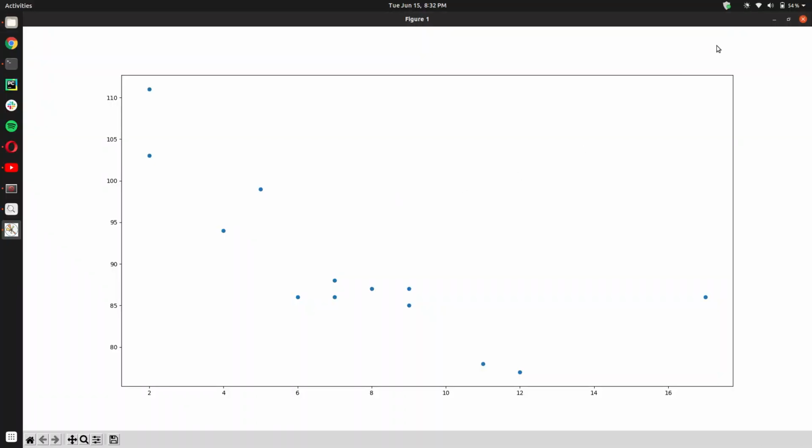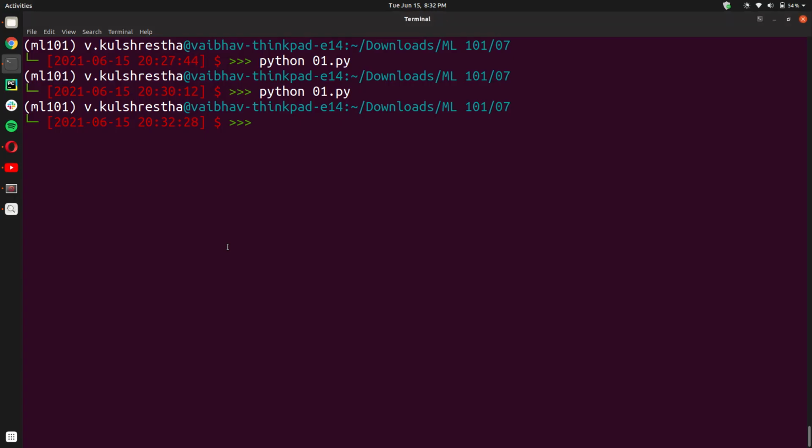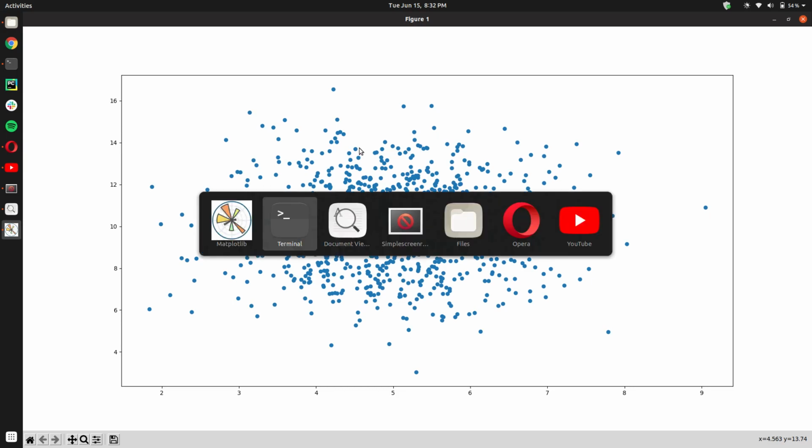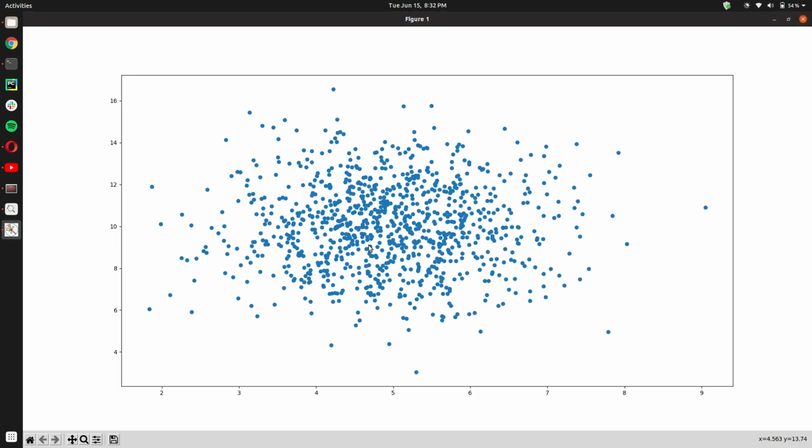Okay. Now, as you can see, when I ran this, I got a scatter plot, but I cannot derive much meaning from it. It's quite frankly a mess. But what you can see is that the values are concentrated around 5 on the x-axis and 10 on the y-axis, the means, and the standard deviations are 1 for the x-axis and 2 for the y-axis. So most of the values are between 4 and 6 on the x-axis and 8 and 12 on the y-axis.